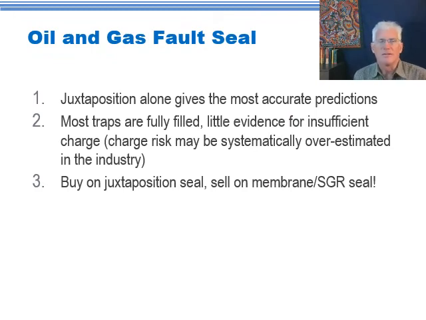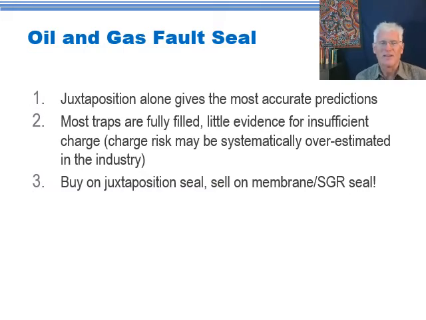So in summary then, for oil and gas fault seal, juxtaposition alone gives the most accurate predictions, and most traps are fully filled with little evidence for insufficient charge. So it seems that charge risk may be systematically overestimated in the industry. When you're in the industry trying to assess an exploration prospect, typically what you do is estimate a variety of different potential risks. There could be trap risk, there could be fault leakage risk, there could be charge risk, which is about how much charge there is, whether it is enough.